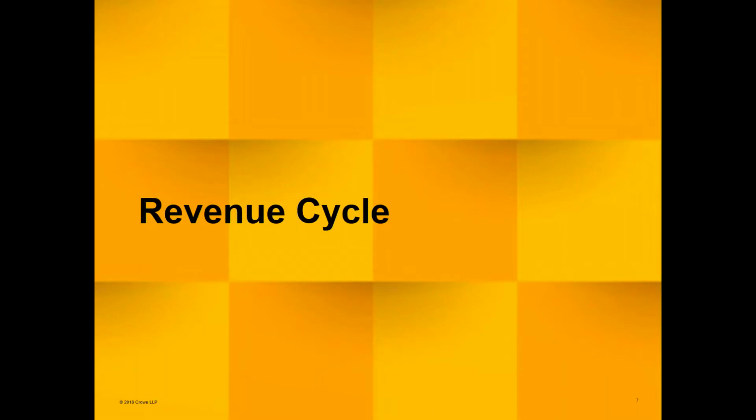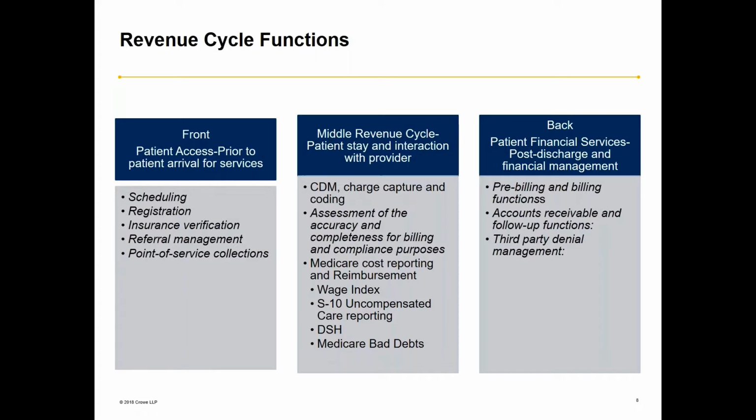So the first thing we're going to take a look at is the revenue cycle. When we talk about the revenue cycle, there are three key components of the revenue cycle. We've got the front end, which I refer to as the patient access. That's prior to the patient arrival, everything that's going on prior to the patient walking into your front doors for the services that they're going to be receiving. And then what happens once they do walk in to that front door, and making sure that everything is captured that needs to be.